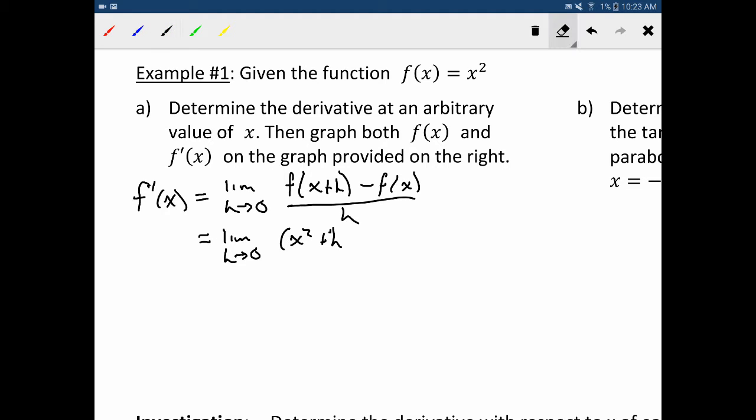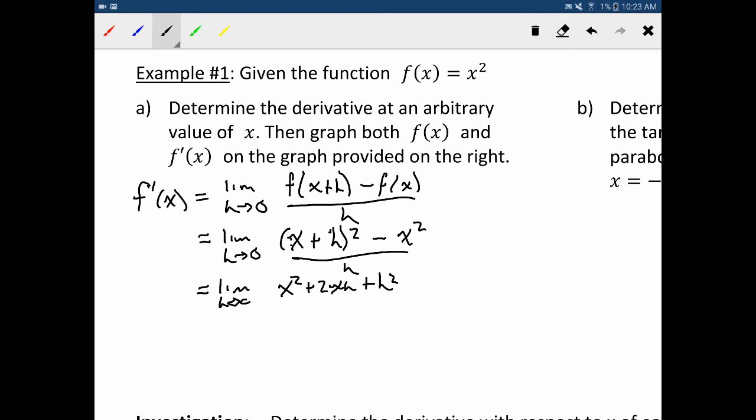Whoops, sorry, that's a mistake. Let's try that again. x plus h, squared, minus x squared, over h. So we're going to have the limit of x squared plus 2xh plus h squared minus x squared, all over h.